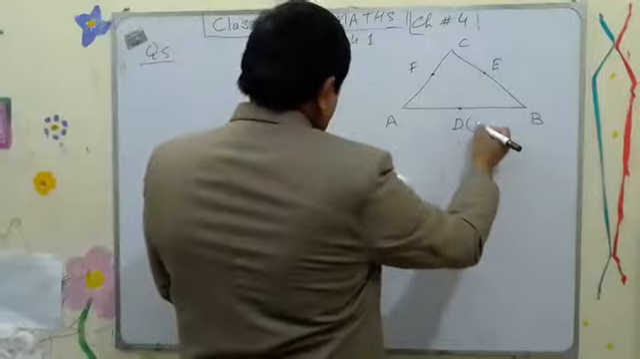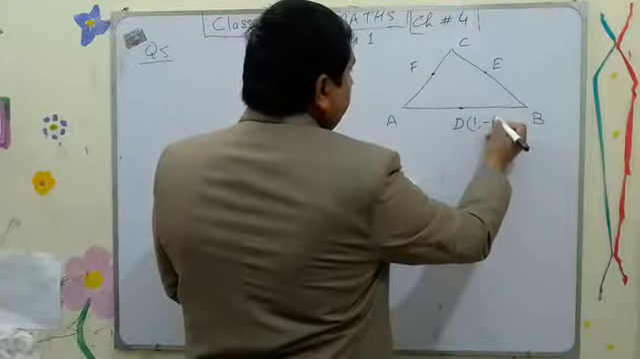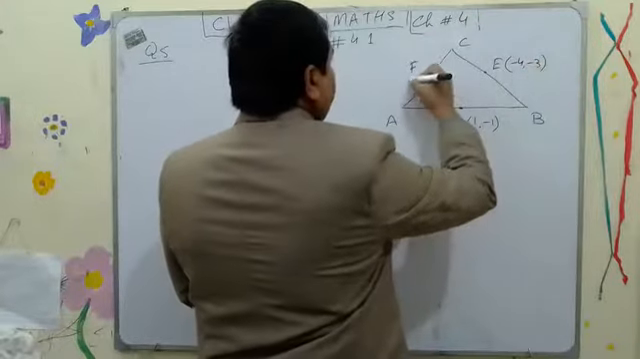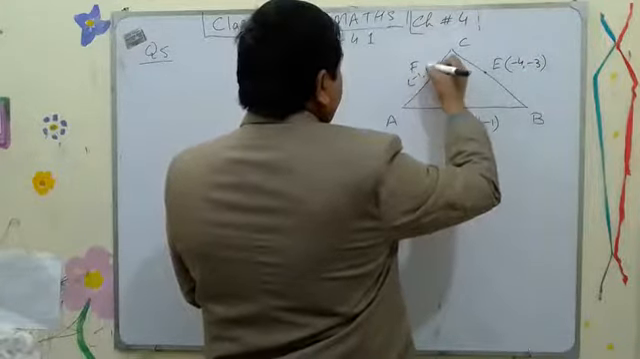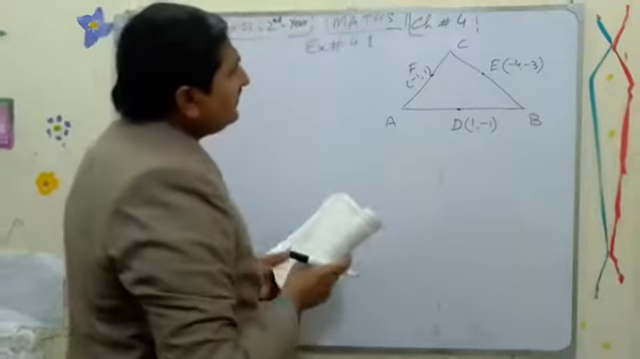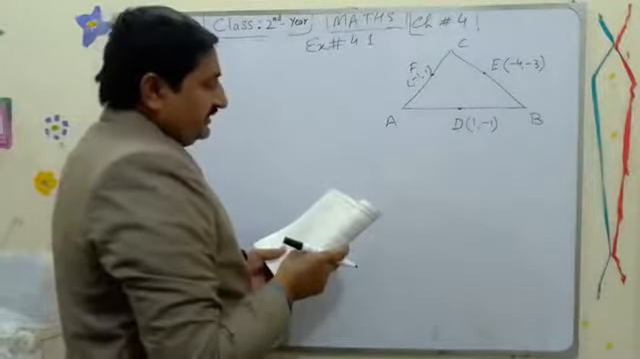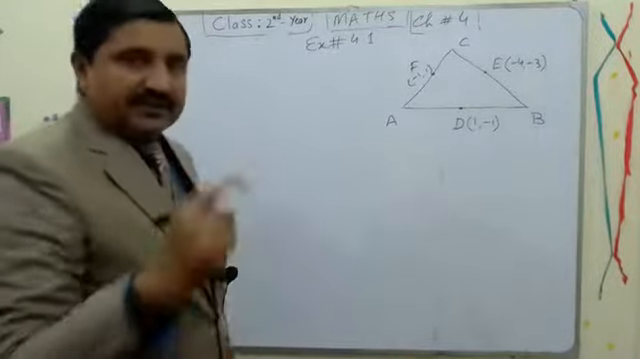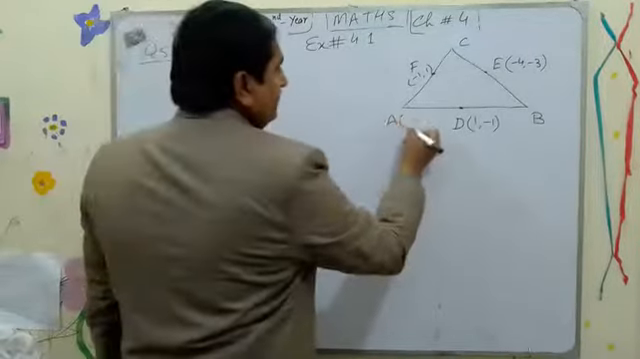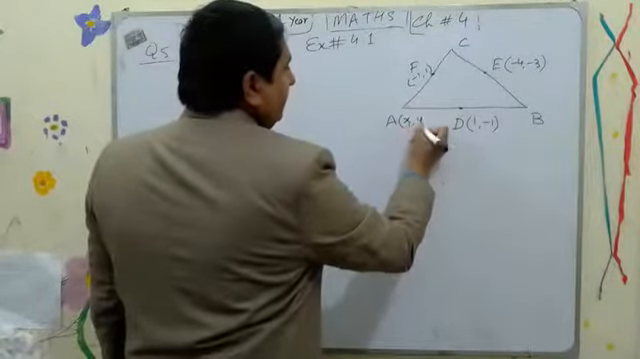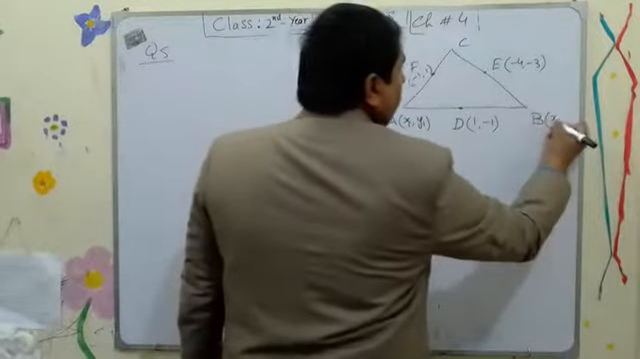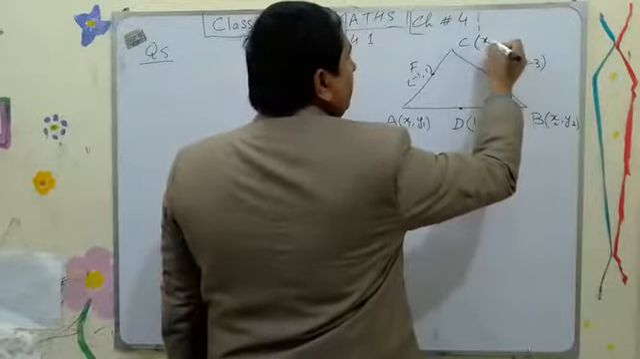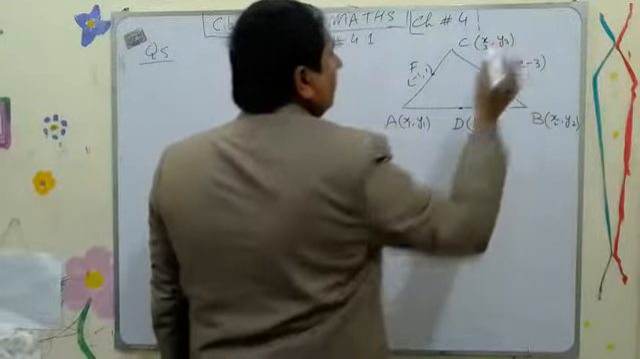Let's suppose that the first midpoint is D (1, minus 1), the second point is (minus 4, minus 3), and the third point is (minus 1, 1), right? These are the 3 midpoints of the triangle which are given. We have to find the coordinates of the vertices of the triangle. Let's suppose the vertex A is (x1, y1), the vertex B is (x2, y2), and we have to find (x3, y3), right?